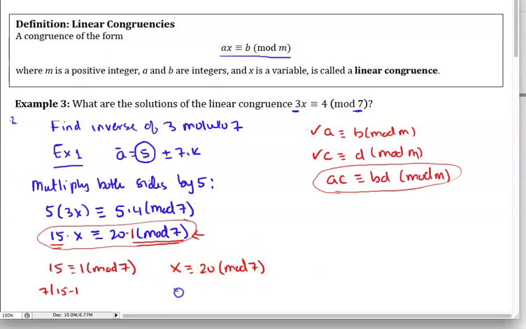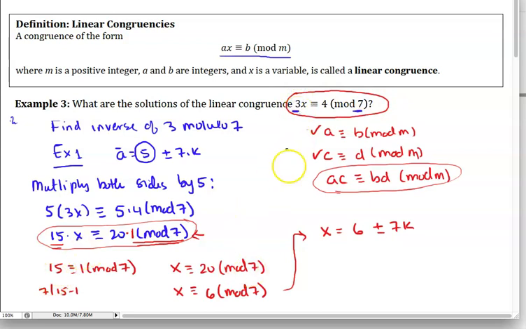I can actually simplify this because 20 is bigger than 7. This is going to be 6 mod 7. If you subtract a couple of multiples of 7, so subtract 7 and 7 again, or subtract 14, you get 6 mod 7. So this means that x equals 6 plus or minus any integer multiple of 7 would solve this congruency right here.